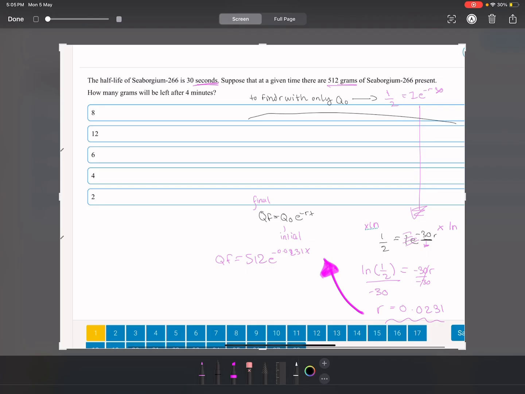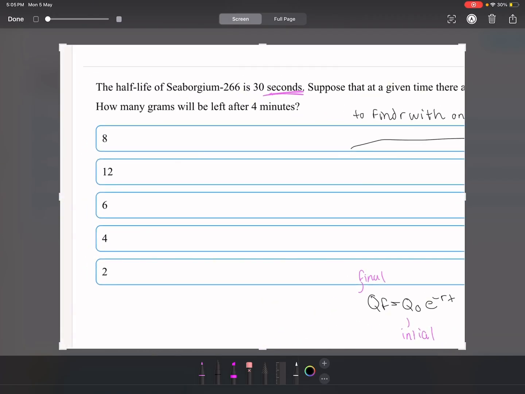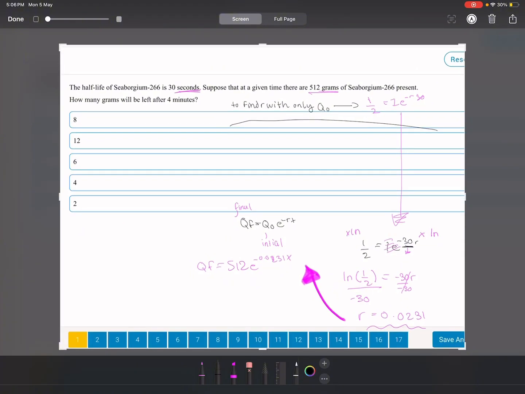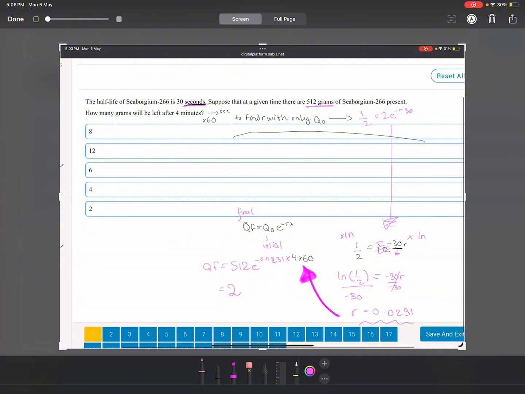It's logic because they're asking how many grams will be left after 4 minutes. So to find how many grams are left, we use 4 minutes, right? So you multiply by 4 minutes, but this is in seconds. So we have to multiply by 60 in order to make it into seconds. Minutes to seconds is times 60. So times 4 times 60. You get the answer to be 2. And that's it.